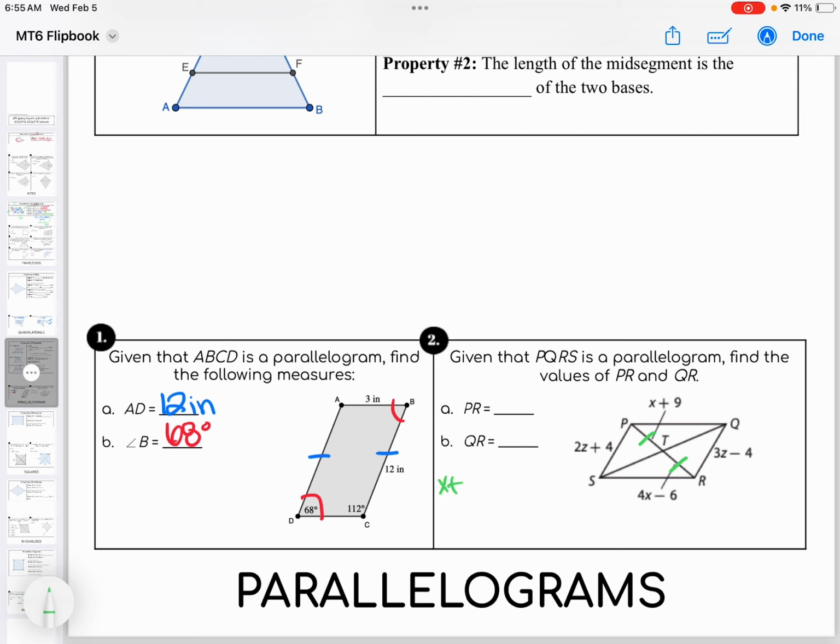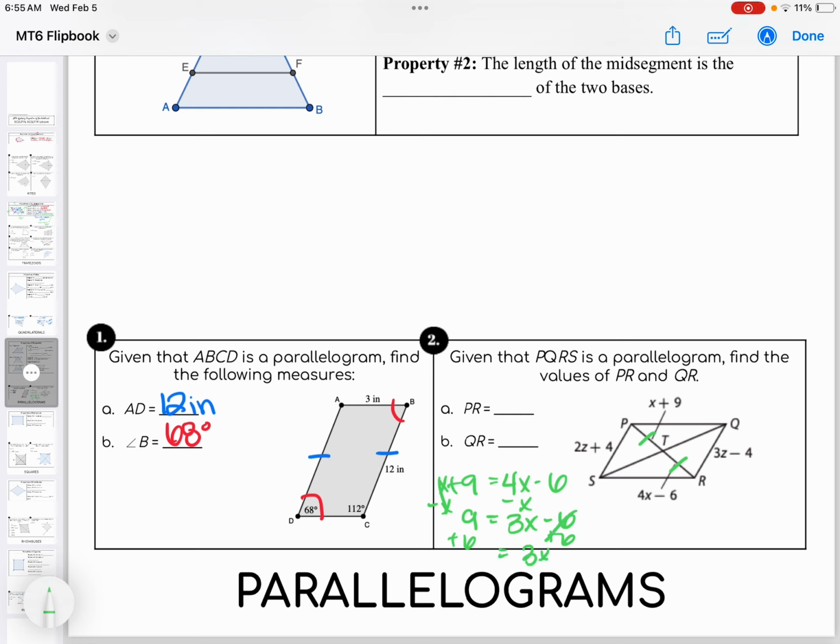So X plus 9 is going to be equal to 4X minus 6. And now we're just going to solve for X. So I'm going to subtract X on both sides. I'm going to end up with 9 equals 3X minus 6. And I'm going to add that 6 over here.